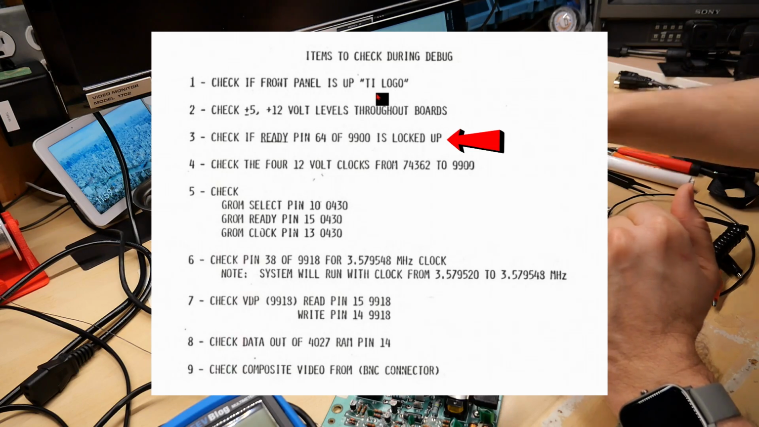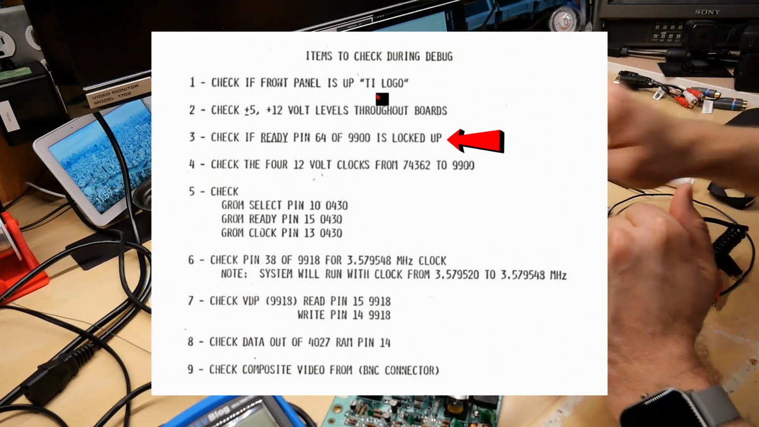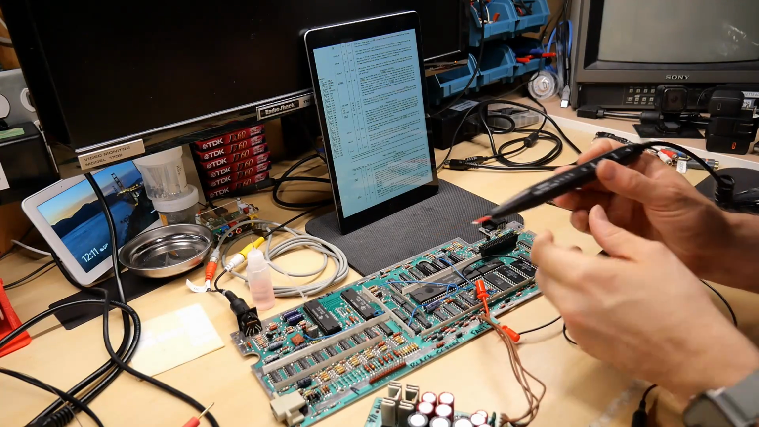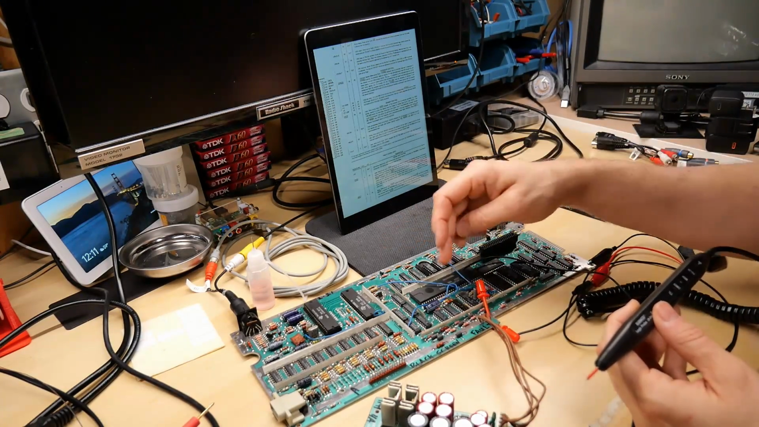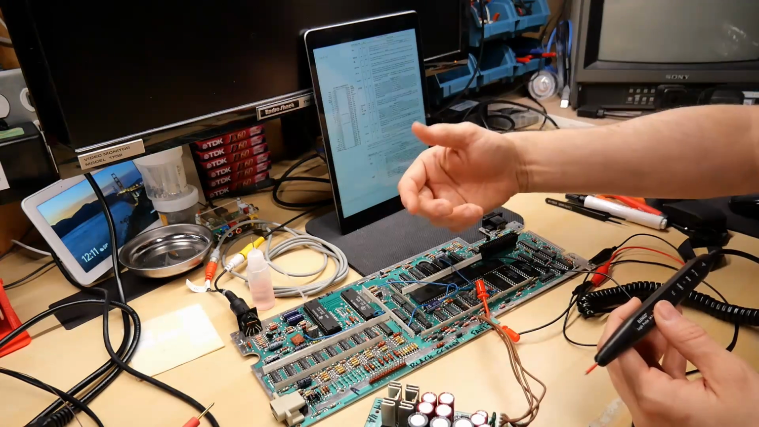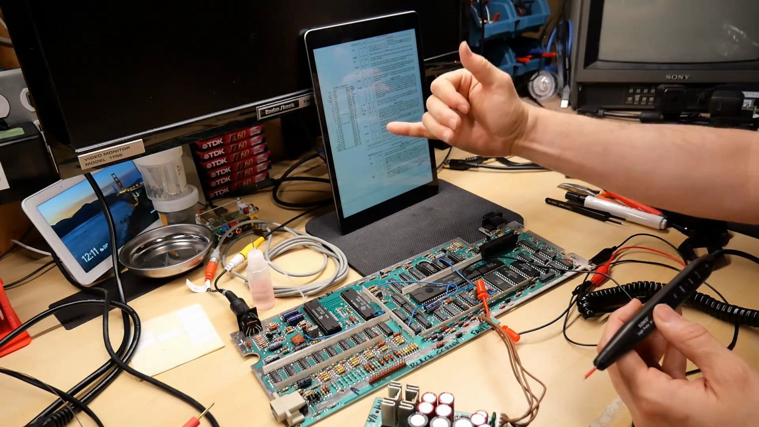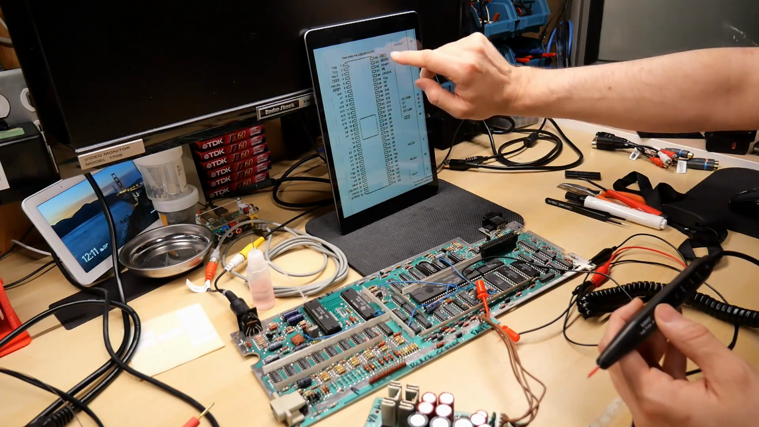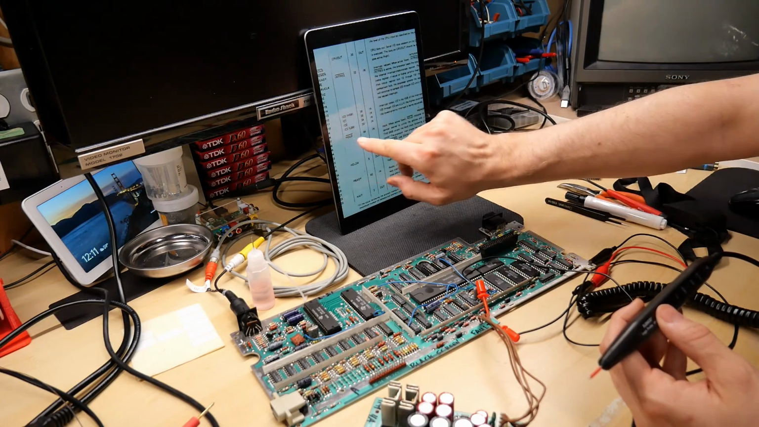Check if the ready pin on pin 64 of the 9900 is locked up. Okay, so all the voltages look good. Now I've broken out the logic probe and it's time to start checking these pins. I've looked in the troubleshooting instructions after the voltage. It says to check that pin 64 is high. And I'm looking here at a pinout of the processor, and 64 is a signal named hold.